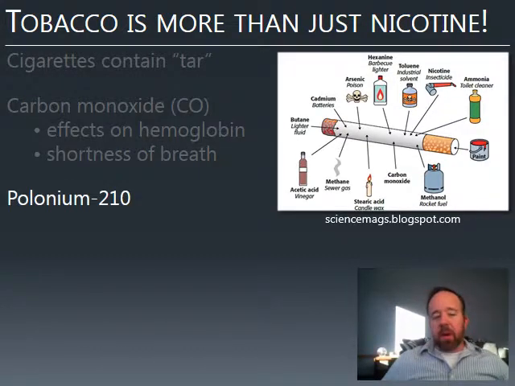There's also an element called polonium-210, which is a radioactive isotope of polonium. So radioactive compounds, generally something we should avoid ingesting. They can have carcinogenic effects.